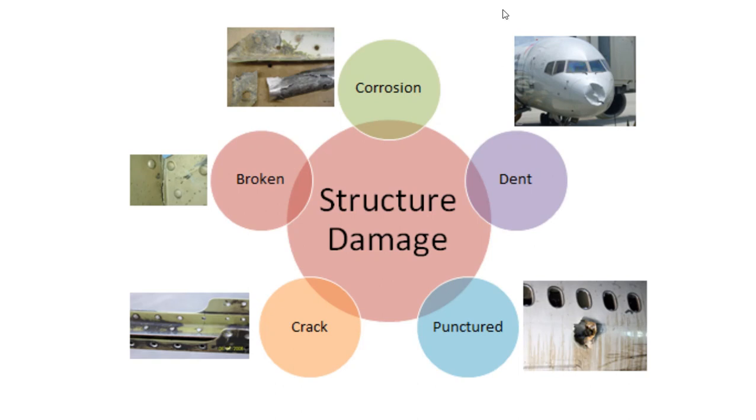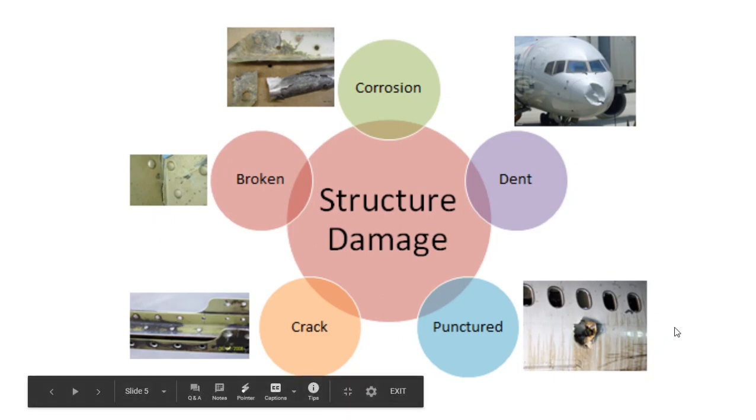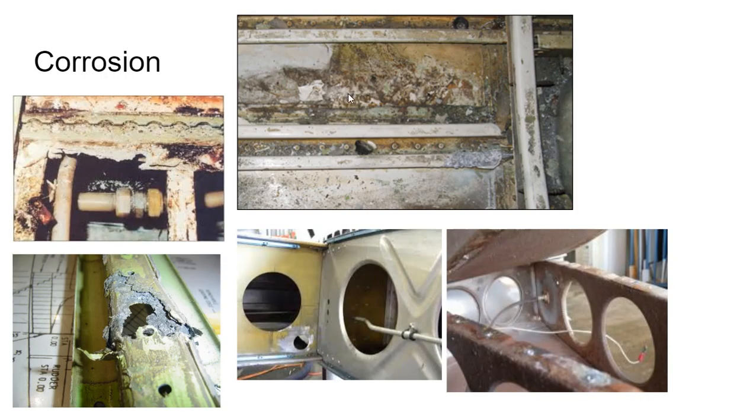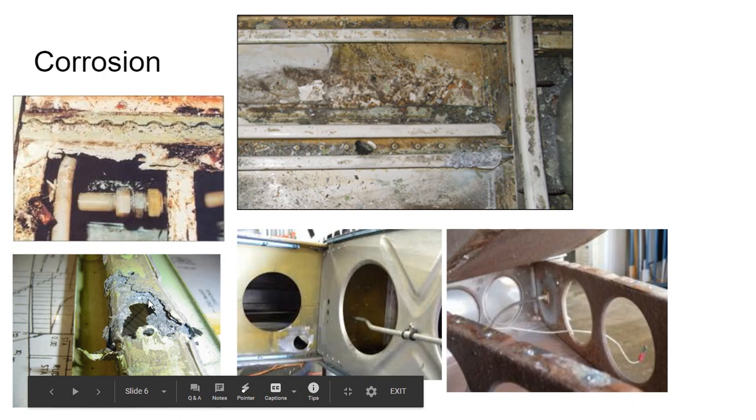To show you, here is a feature of corrosion. Here is also part of the structure broken off. Here is a crack. Here a hole passes through the whole structure. This is a puncture, and you can see on the radome a depression on the surface, which is a dent. And this is the detail. You can see the corrosion. Basically, the structure is almost dissolved, most of the piece of the structure dissolved due to corrosion.